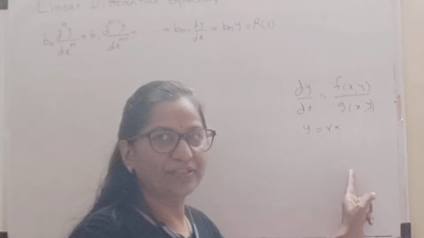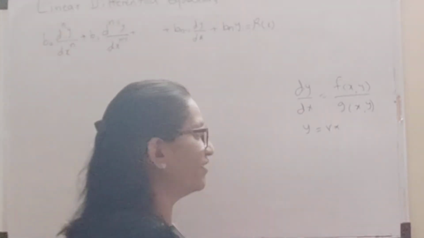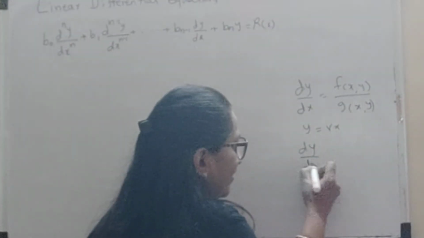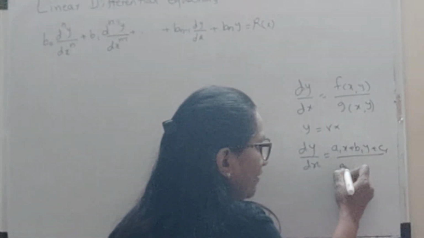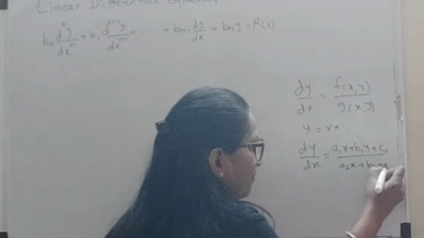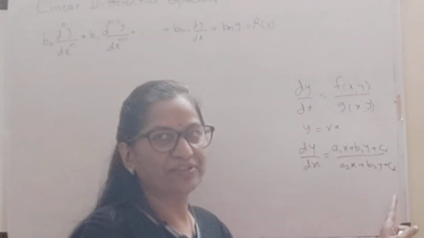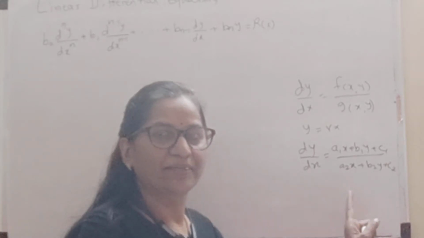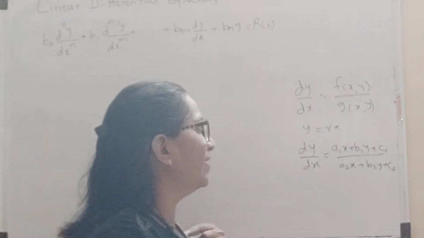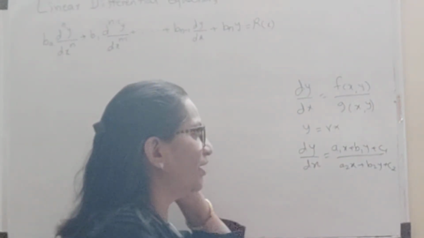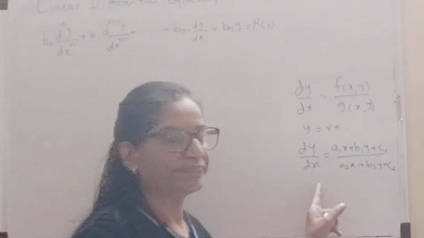If it is not a homogeneous differential equation, then we check whether it is a non-homogeneous differential equation of the type dy by dx is equal to a1x plus b1y plus c1 divided by a2x plus b2y plus c2. We try to reduce this non-homogeneous differential equation to a homogeneous differential equation by using a substitution, and again by using the substitution y is equal to v into x, we solve it.